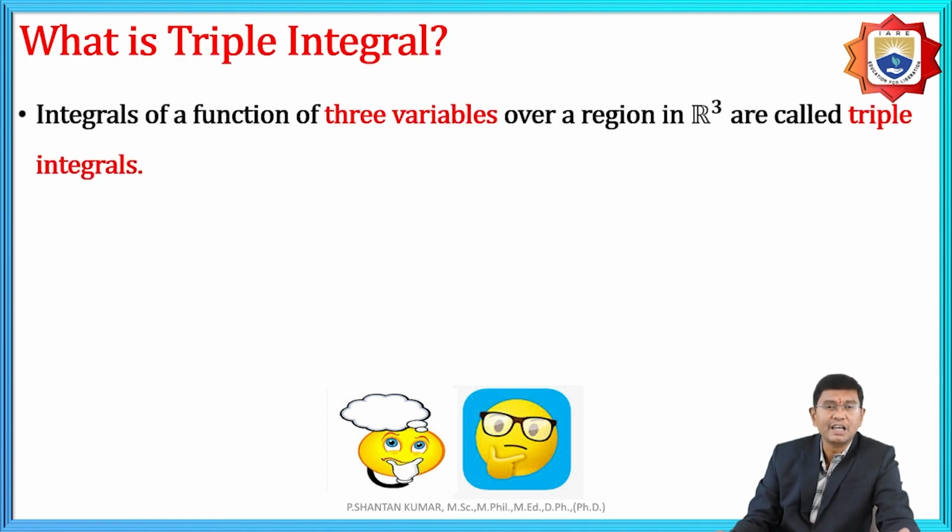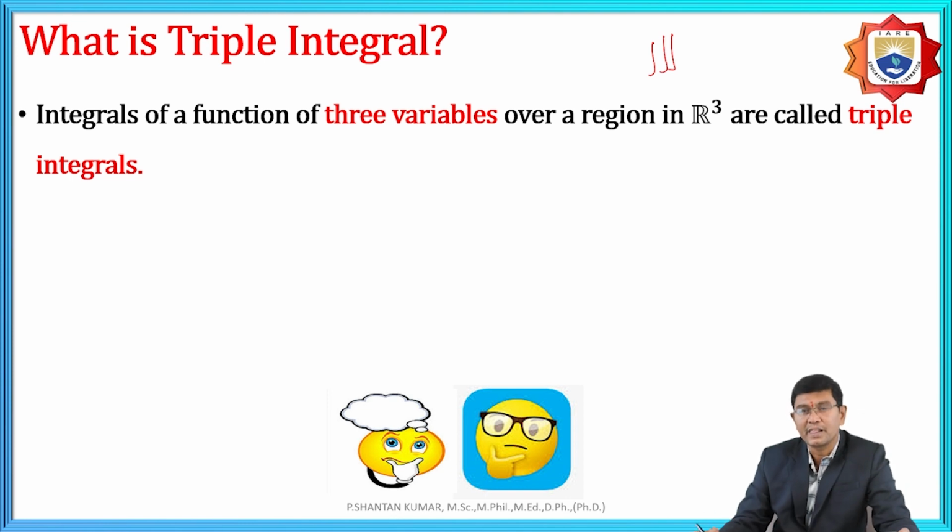Generally the triple integral is nothing but the integral of a function of three variables over a region in R3. That means whenever three integrations are involved over a region in R3, it is called a triple integration.